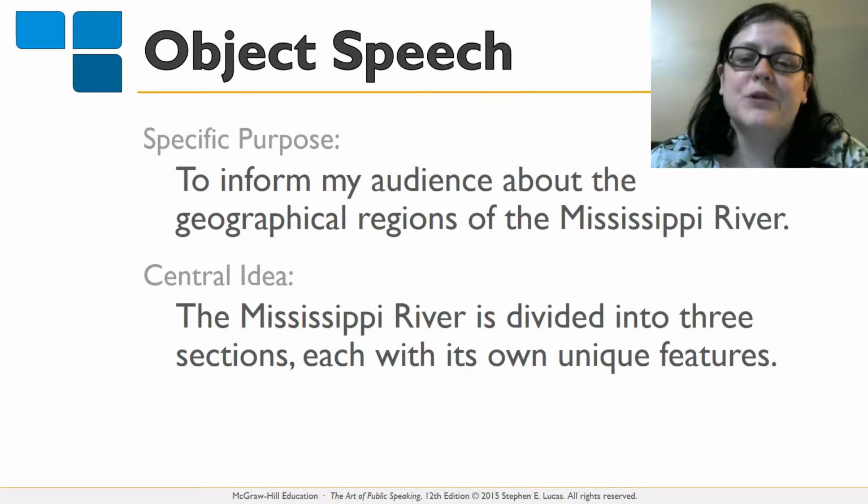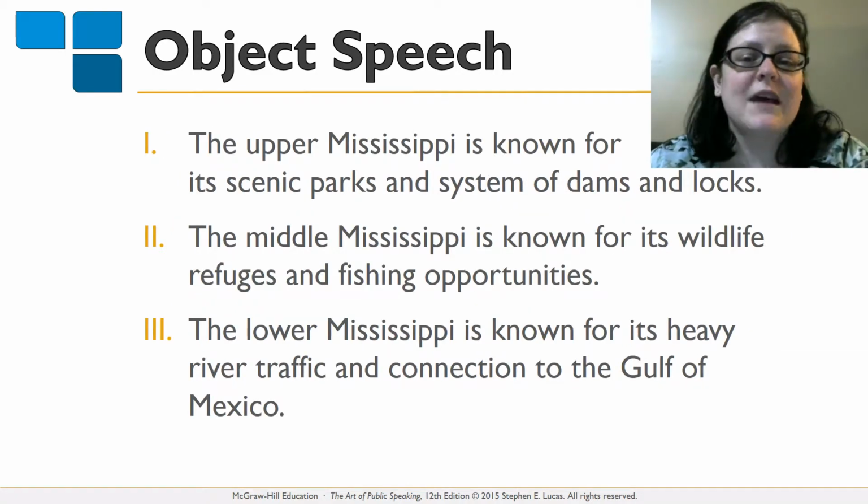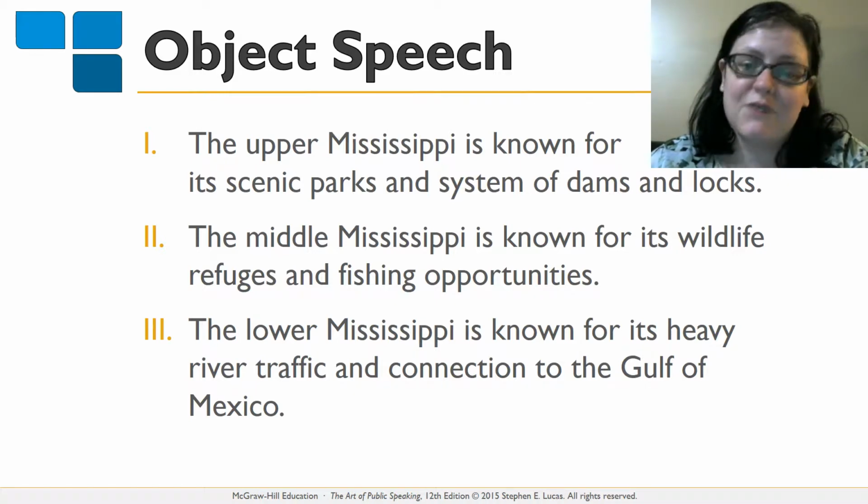Here is an example specific purpose and central idea or thesis statement about a speech about the geographical regions of the Mississippi River. And here is what that speech would look like in outline form, noting the 3 main points, detailing the 3 sections of the Mississippi.